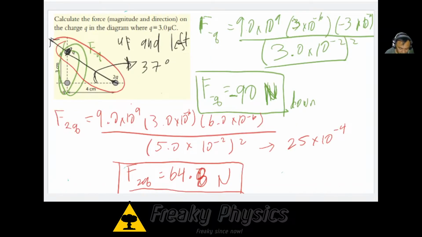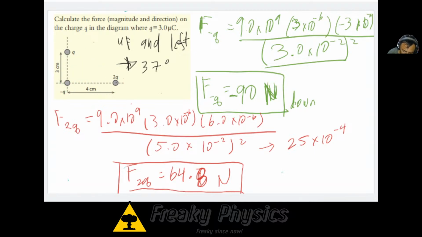So again, let's remove all of these. Because Q is attracted to negative Q, Q is gonna go down, hence negative. Now Q is repelled by 2Q, so it's gonna go that way. Oh, sorry, it's negative 89.9. I forgot we did the math earlier. So our answer is gonna be slightly different because I used 9.0, right?